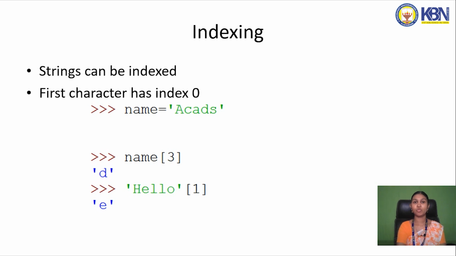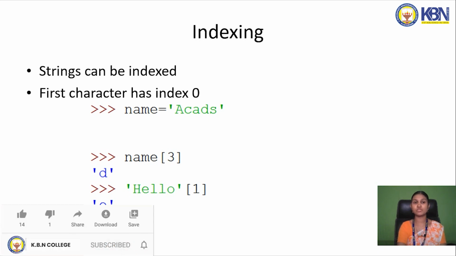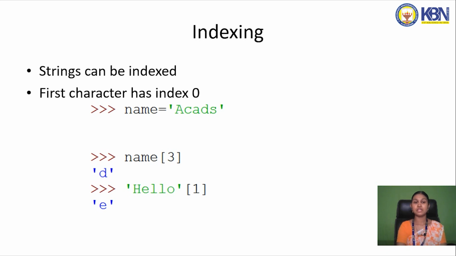Now coming to indexing in the strings concept. String indexing starts with 0. In the previous arrays concept we saw that arrays also start at 0 and end with n-1. The same procedure applies to strings. The starting index value is 0. Now for the name ACATS, I want to access only the third index value, so I print D. And the next one, hello. In this value I access only the first index value, so I print E.